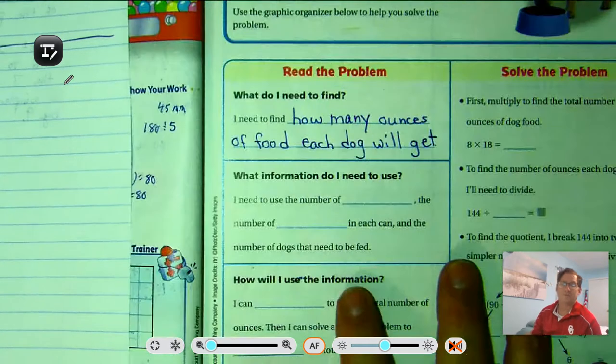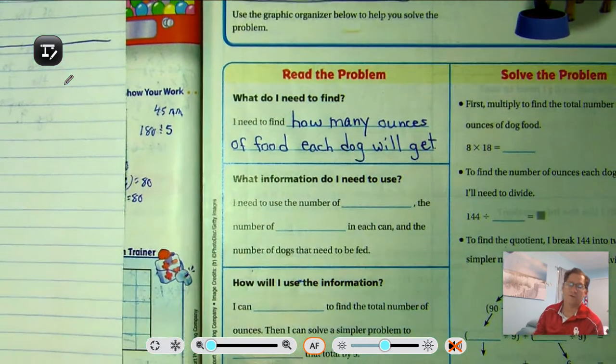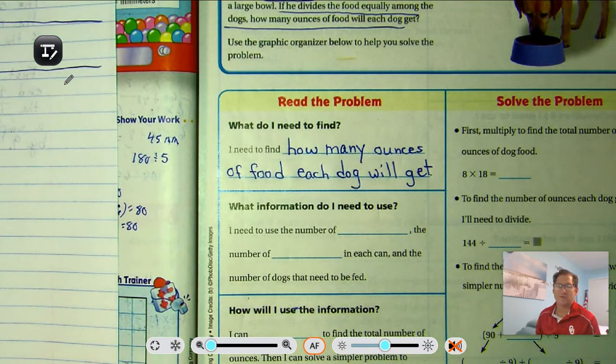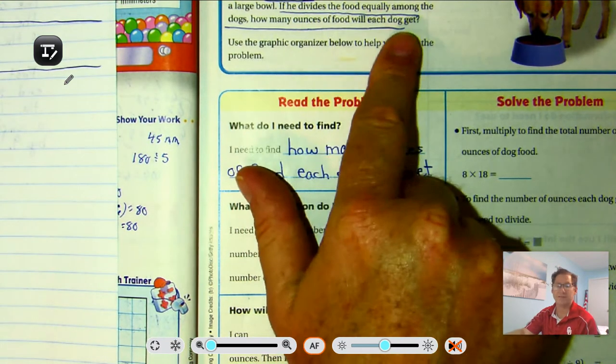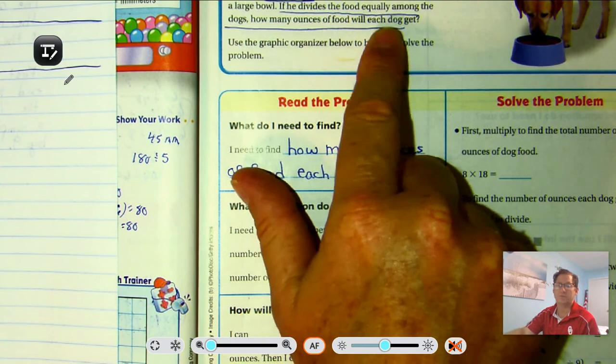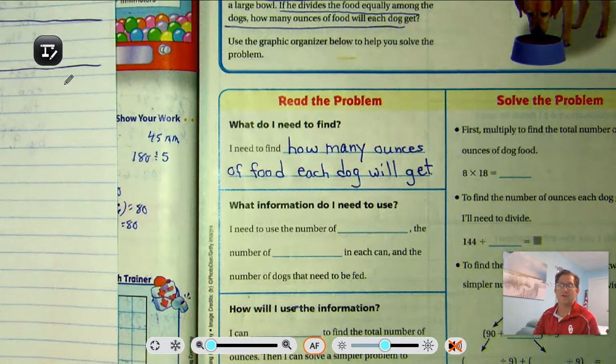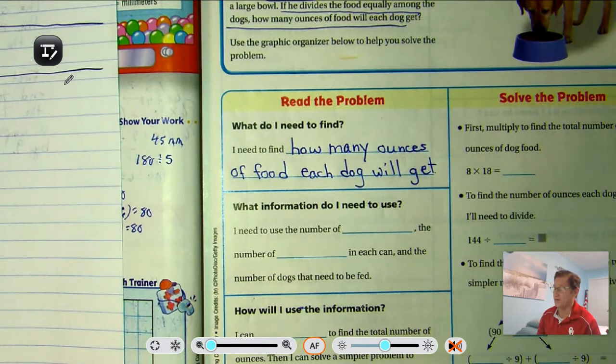So again, you'll remember that the part where it says, what do I need to find? That's always the question, right? So we're just using it straight from the question that's being asked. How many ounces of food will each dog get? All right, what information do I need to use?